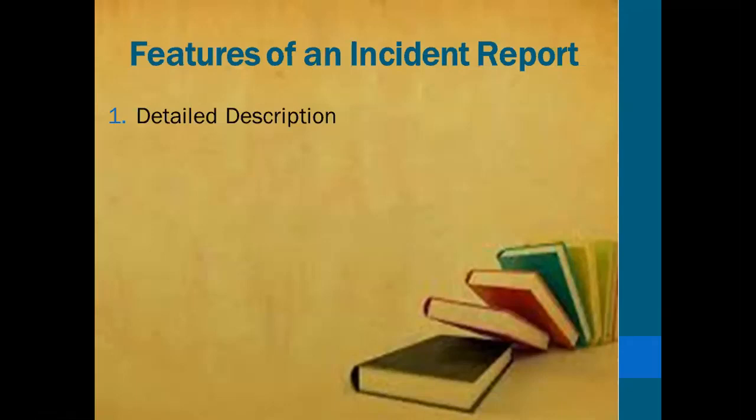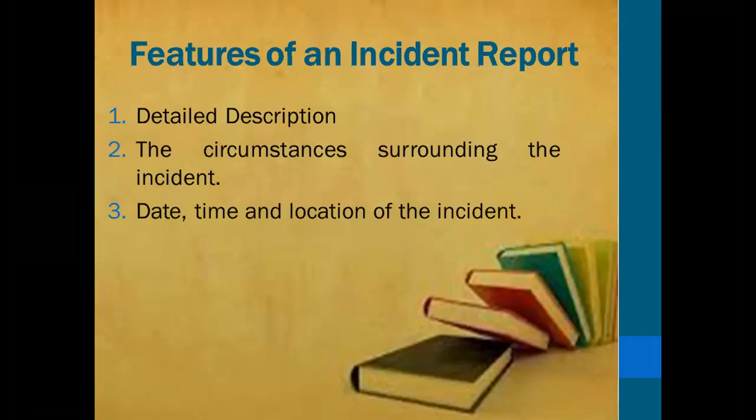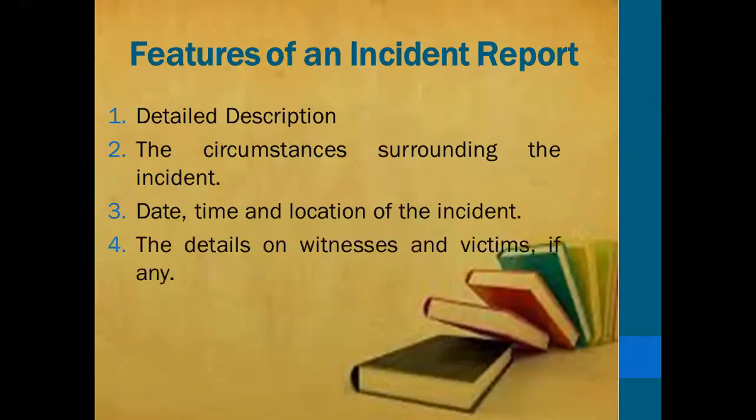The second one is the circumstances surrounding the incident, which means you describe the people around, the experiences, and how the incident came to occur. Another thing is the date, time, and location of the incident. This is very important. Fourth, the details of witnesses and victims, if there are any.